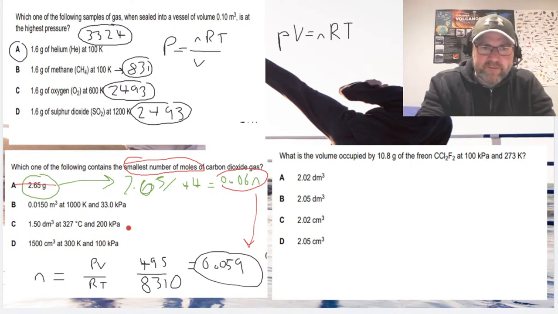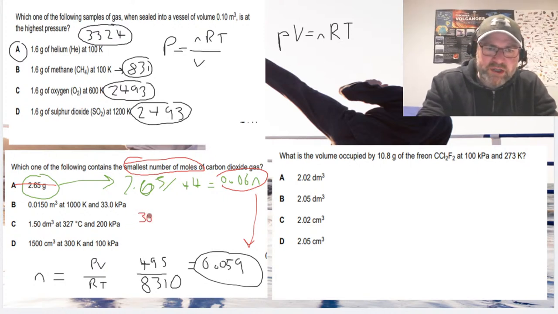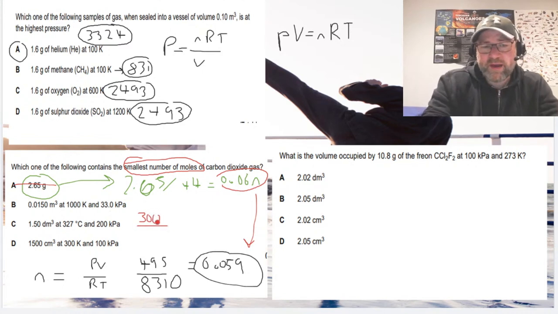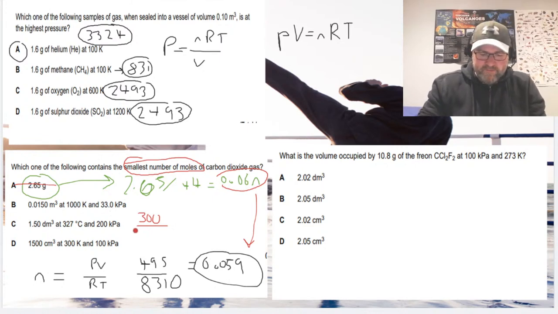And we're going to get, for this one, if we times the pressure by the volume, we get 300. And then underneath, we need 8.31. So we want to do 8.31 times the Kelvin. And the Kelvin is 327. We need to add 273 to convert those degrees Celsius to Kelvin.